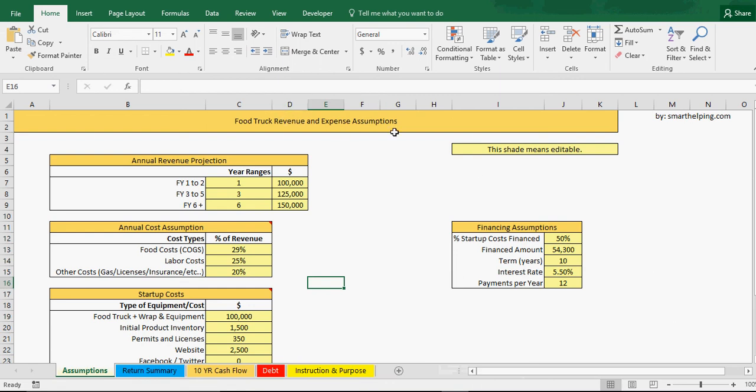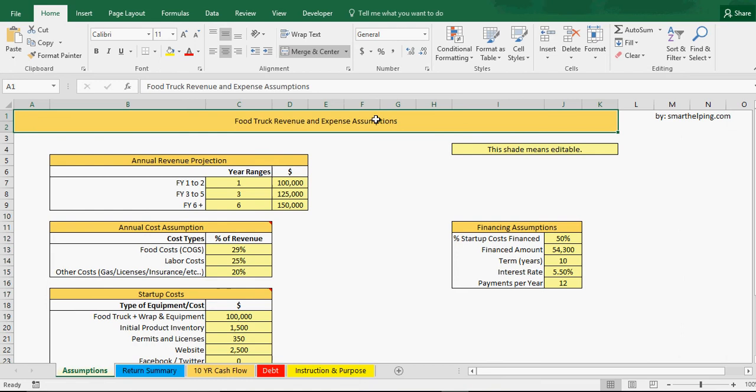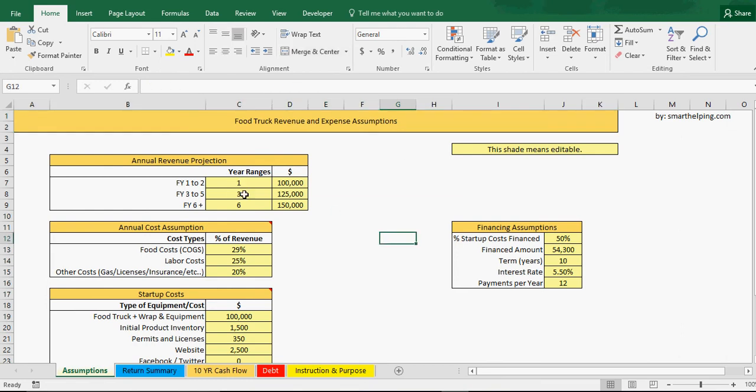We've got a food truck model today, and this is the first model I've done since the mobile home park one at the beginning of the month. I'm really trying to make these as user friendly and clean as possible. So you can see we've got all our assumptions here. We've got revenue ranges, which you can change.